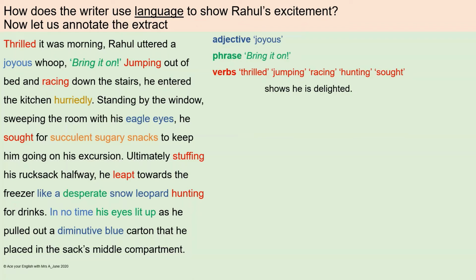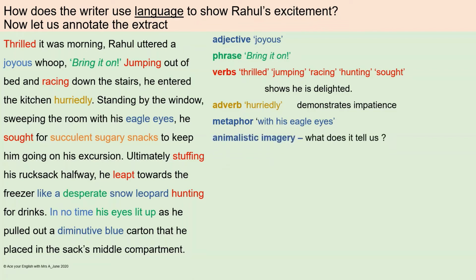So that's how you begin to look at it. Look at the question and then begin to identify things as you go along. Then we have the adverb, hurriedly, which also, along with the ones at the top, jumping, racing, demonstrates impatience. Sometimes when people are excited, they do become impatient. Maybe you too. And then we have the metaphor with his eagle eyes. Eagle eyes. That's a creature, an animal. So we see animalistic imagery there, along with the metaphor. What does it tell us?